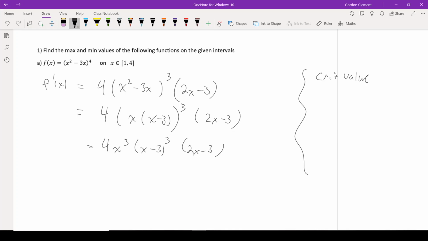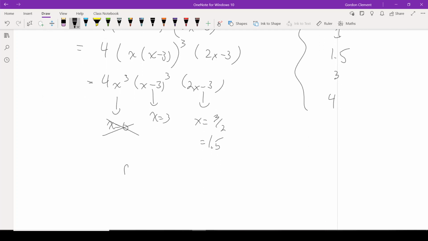I normally start with this, but our critical values, we get 1 and 4 for free. We get x equals 0, which we're not going to consider, it's outside our range. x equals 3, and x equals 3 over 2 or 1.5, however you want to handle it. So 1.5 and 3 are definitely on that range, so those are the 4 values that we're going to have to consider.